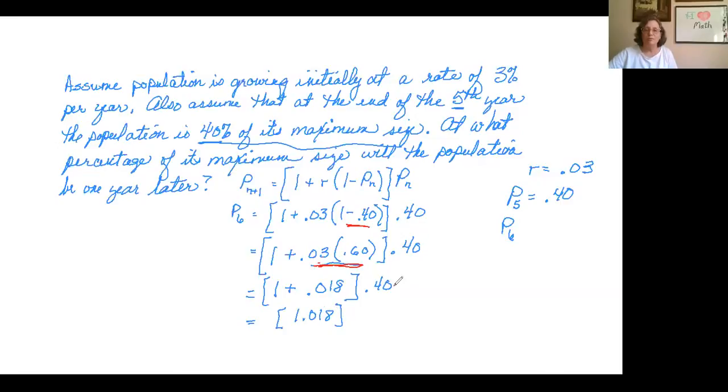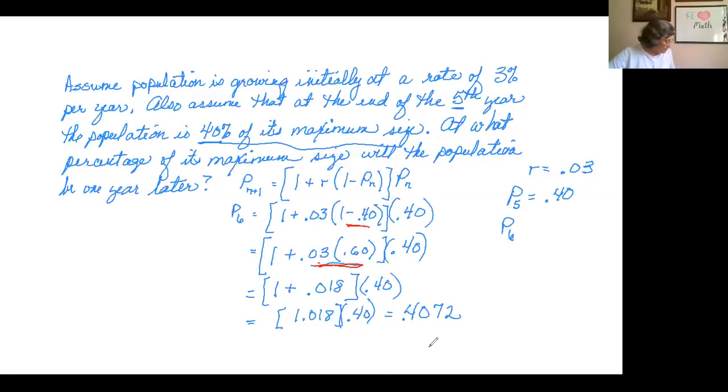This now gets multiplied times this. It might be easier to tell if I put the parentheses. So this is going to be multiplied by 0.40, which turns out to be 0.4072.